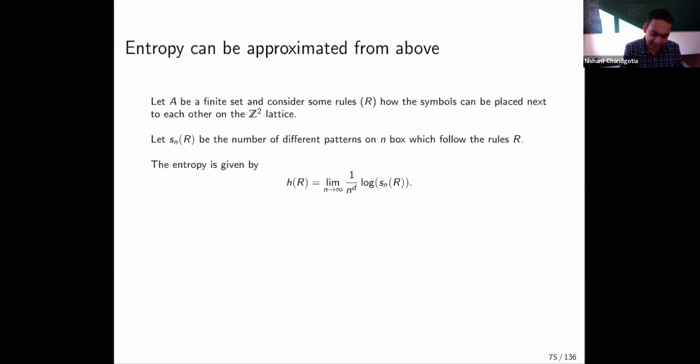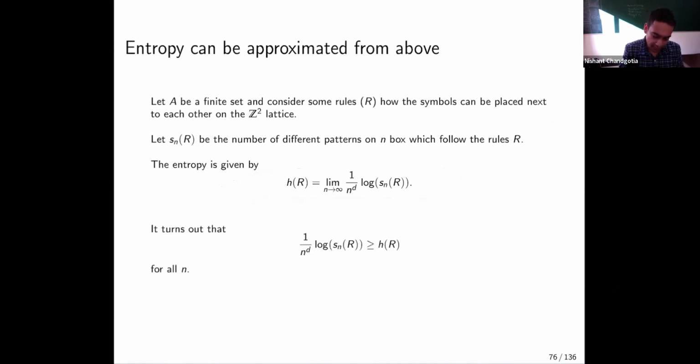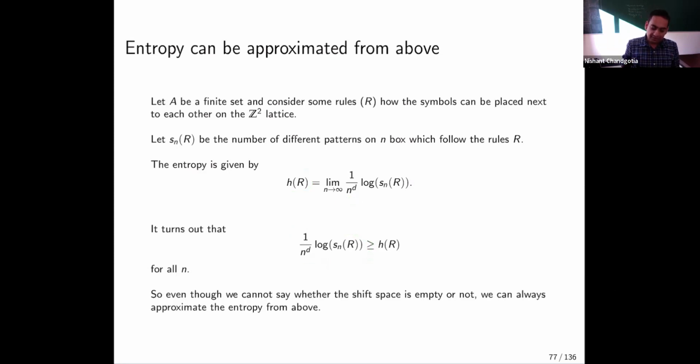So the entropy is given by this formula, this asymptotic growth rate. And it turns out that if I just finish at some point n, then I get an upper bound for this limit. This just follows from subadditivity. So every time I make this computation, I'm getting an upper bound. So even though we cannot say whether the shift space is empty or not, we can approximate entropy from above.